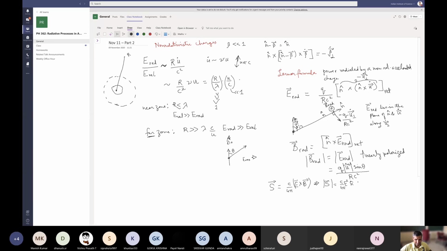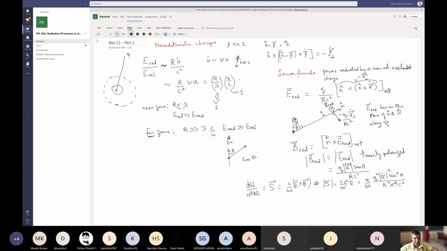So this is equal to c by 4 pi times Q squared u dot squared sine squared theta by R squared c to the fourth. So this is just c cubed overall. So this is your Poynting flux. This is the power crossing radius R per unit area per unit time.